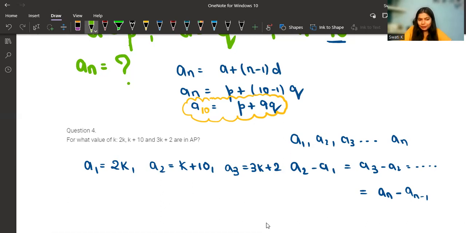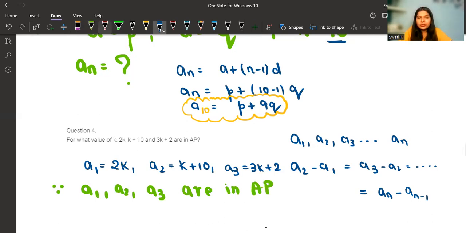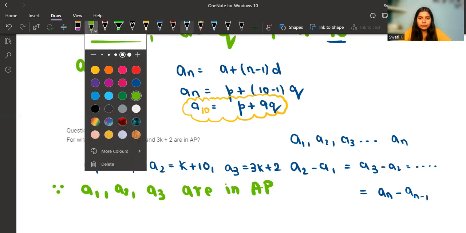So of course we know since A1, A2, A3 are in AP, therefore, it implies that its common difference is constant, or we can say common difference is same. Let me just use a different color this time.